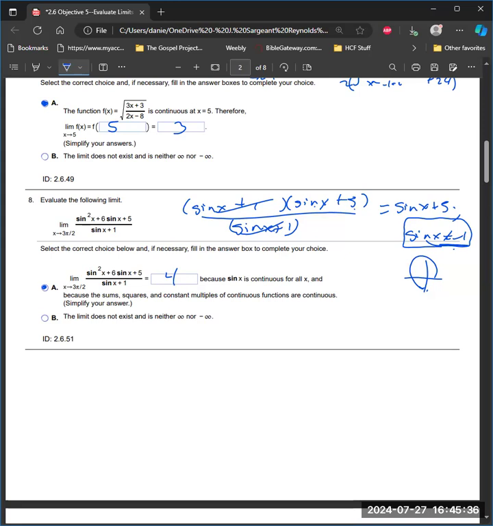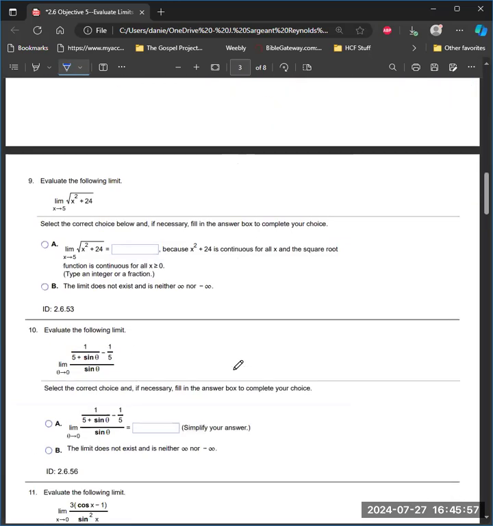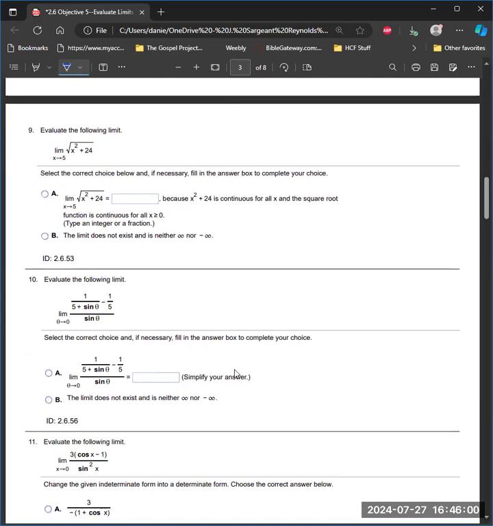Sine x is continuous for all x, and sums, squares, constant multiples of continuous functions are continuous. We just have a problem here, like I said, that we get 0 over 0. There's going to be a hole in the graph there, but the limit's going to exist. As I get close to 5 here, 25 plus 24 is 49, and that's going to be 7.